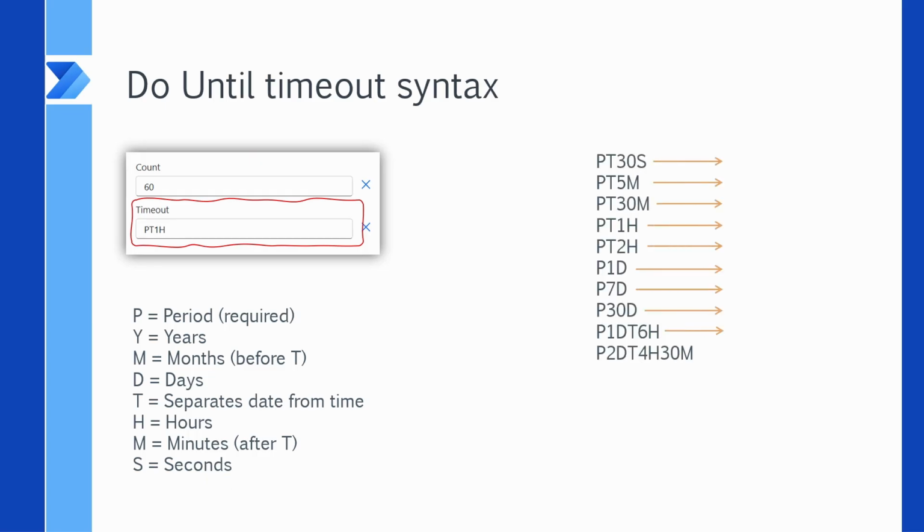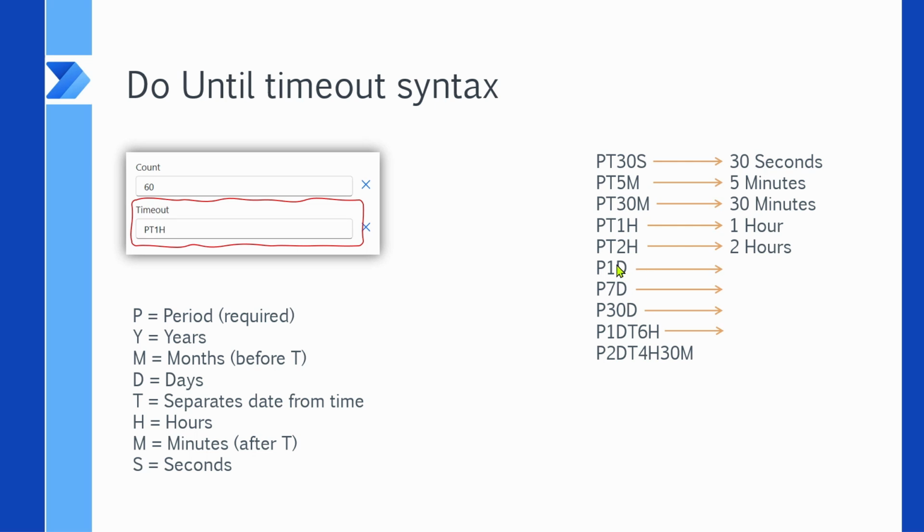Okay, let's go through a few examples. PT30S. We totally disregard P in these formulas. T separates date and time. So anything after T is time. So PT30S, you guessed it, 30 seconds. PT5M, because M is after T, it is something related to time, which is minute. So 5 minutes. PT30M, easy, 30 minutes. PT1H, it's 1 hour. PT2H, well, obvious.